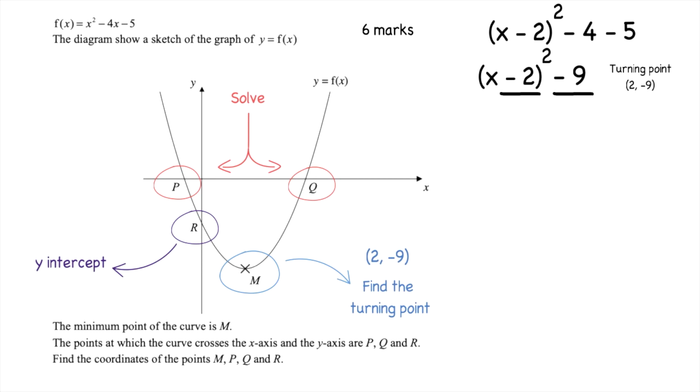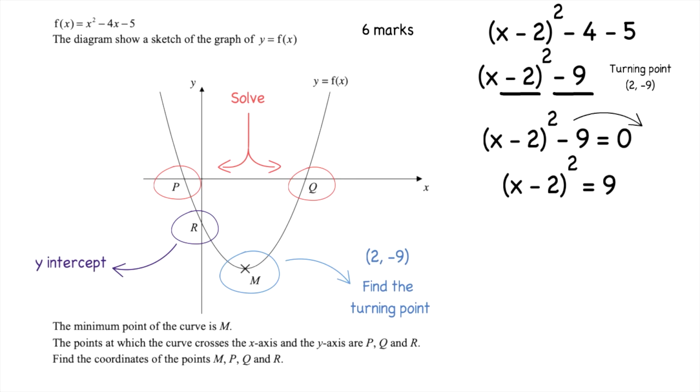Next we're going to move on to solving the quadratic so that I can get P and Q. To do that, I need to make what I've done so far equal to 0, just like you would with any quadratic. I'm going to move the -9 over to the other side of the equals to make it a +9. And then I need to square root both sides. So the square root of x minus 2 all squared is just going to be x minus 2. And the square root of 9 is 3. Remember, we need to have a plus or a -3.